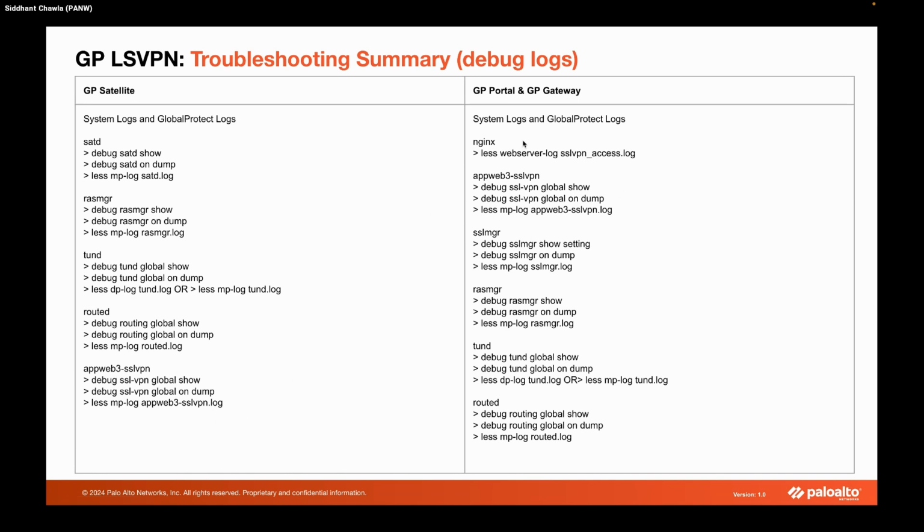The same logs you can run on the GP gateway, but there are other logs like nginx, less web-server-log, sslvpn-access.log. Appweb is the same as on the GP satellite. For ssl-mgr, you can run a debug on ssl-mgr. To review, less mp-log ssl-mgr.log. For RAS manager or rasmgr, you can run a debug, and to review, less mp-log rasmgr.log. You can run a debug on tund and routed as we did on the GP satellite.